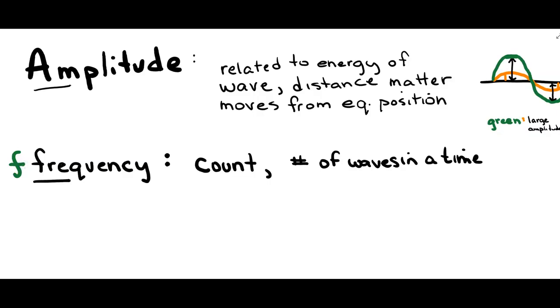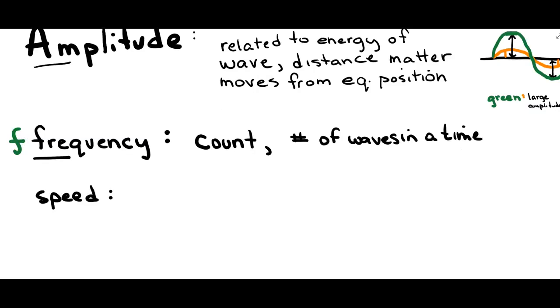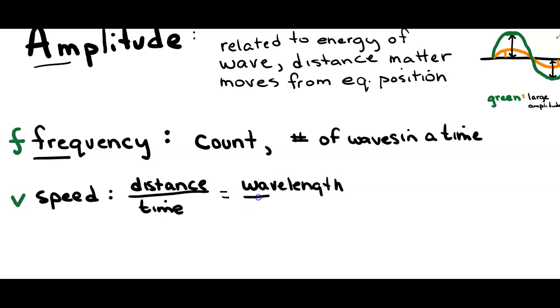Next, we'll talk about wave speed. You know speed to be distance in a ratio with time. As always, we'll use the letter V for velocity. The distance a wave travels is something known as wavelength. And the time a wave travels is known as period.